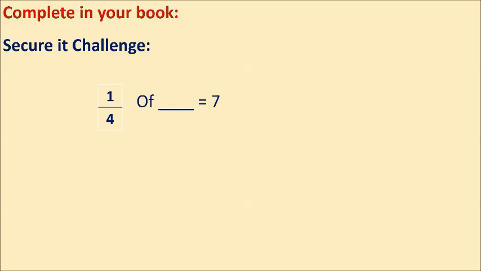Your job is to see if you can work out what the whole amount is all together. So 1/4 of something is 7. So what would the whole amount be? Okay, so look at your denominator, you've got 4 equal parts altogether. One of those equal parts is 7. What would the whole amount be?